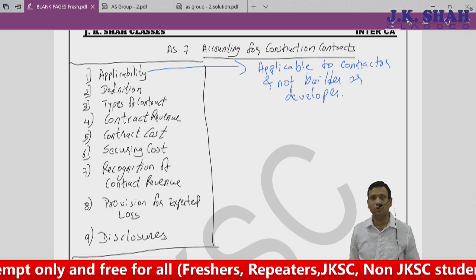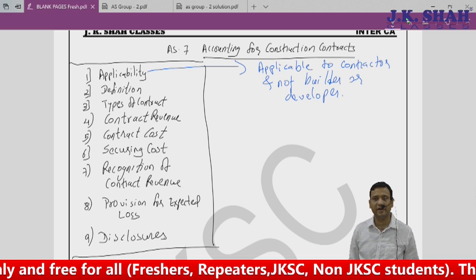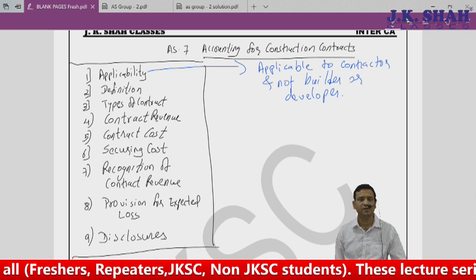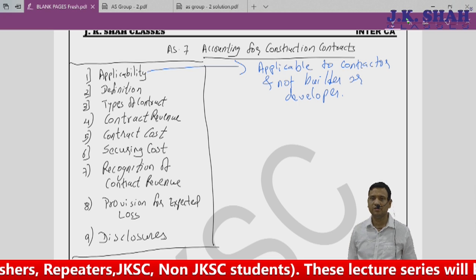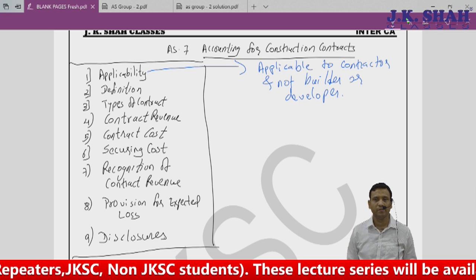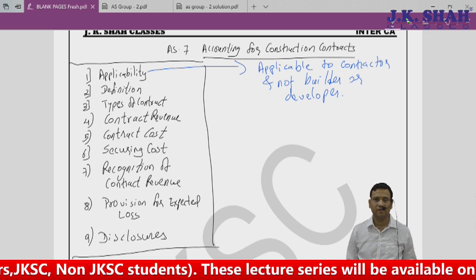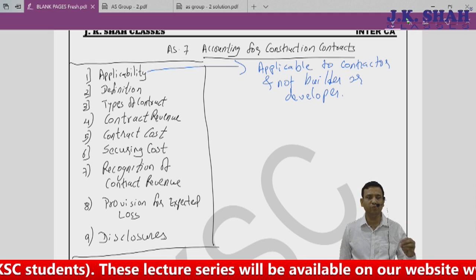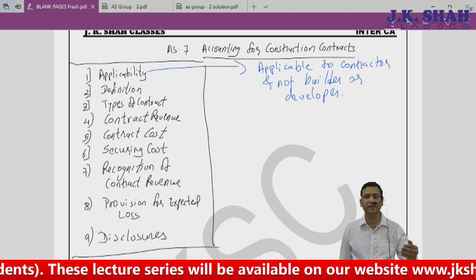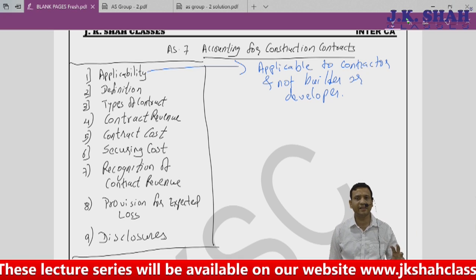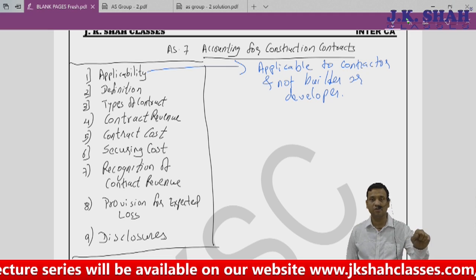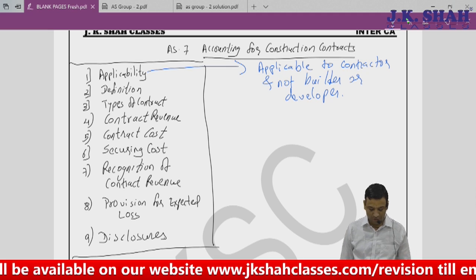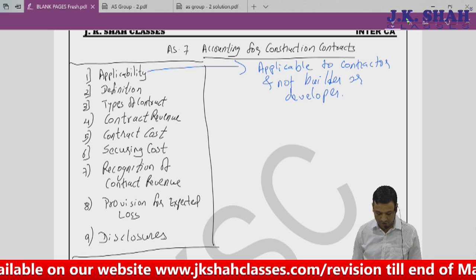So, I own a piece of land, and on that piece of land, if I construct a building and sell off the flats or shops or commercial premises, then I'm referred to as a builder or a developer. This Accounting Standard 7 is not applicable to me. But the same piece of land, I tell somebody, Mr. X, that construct me a building and give me back. He constructs a building, I pay him the consideration. In that case, he would be referred to as contractor, and this standard will be applicable to Mr. X, who is the contractor. So it is applicable to contractor and not builder or developer.